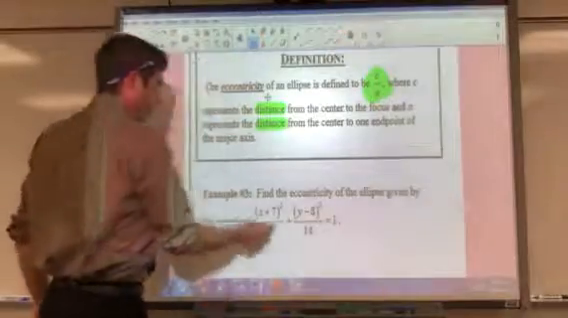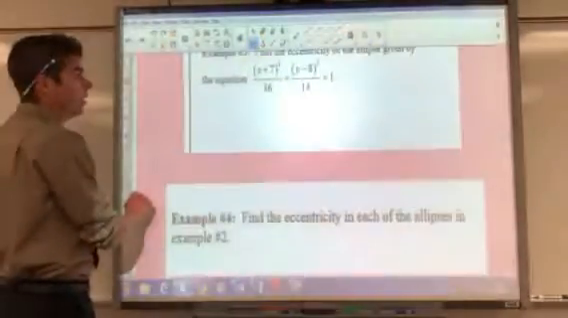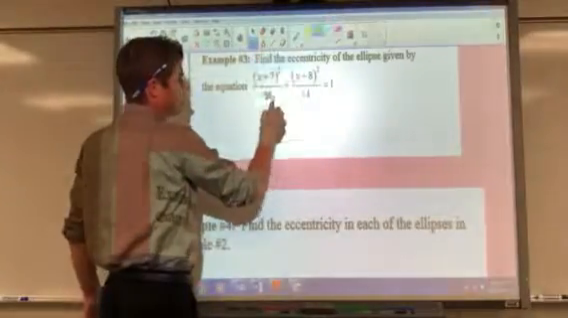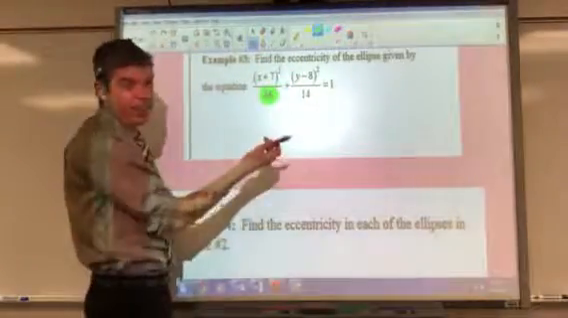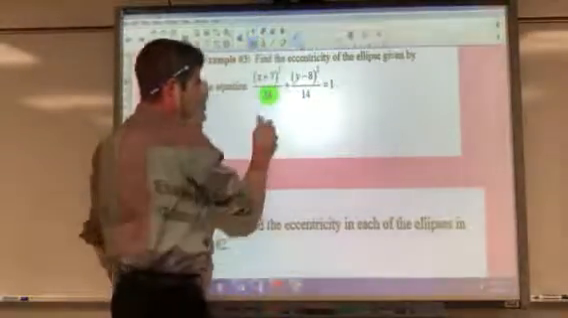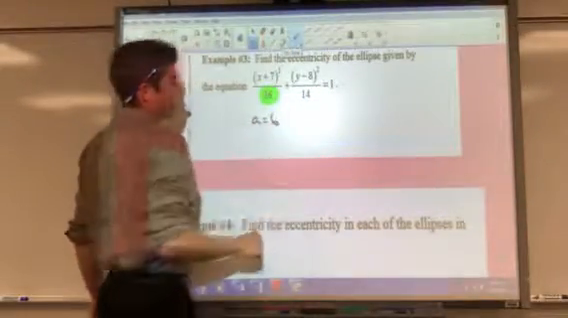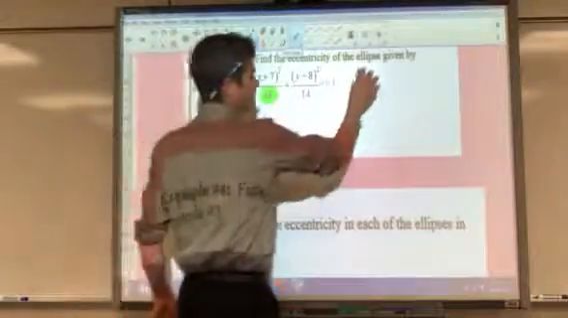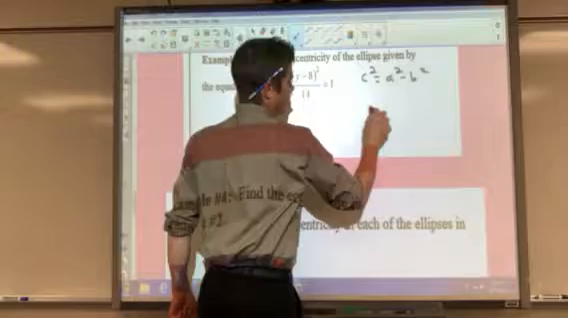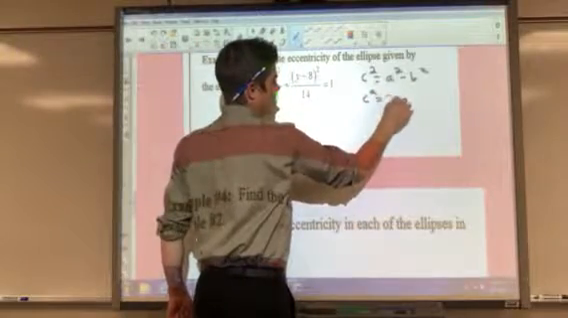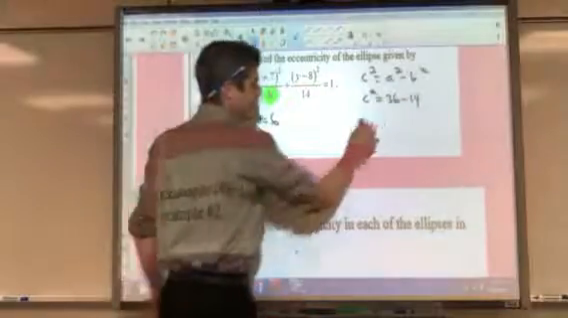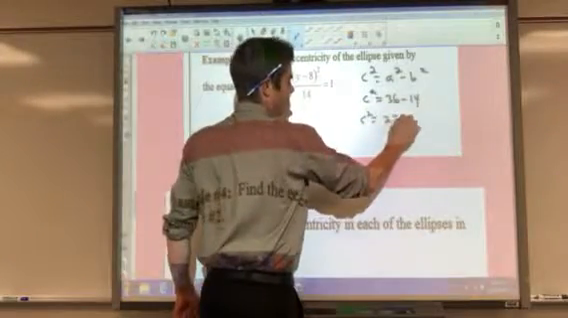So we can look here in example 3. I can pick off my A value right away because I know that this larger value represents A squared. So I know right away that my A value is equal to 6. And then to get the C value, I would just have to remember C squared is A squared minus B squared. C squared equals 36 minus 11. Oh, I was so nice to you. So C squared is equal to 25.